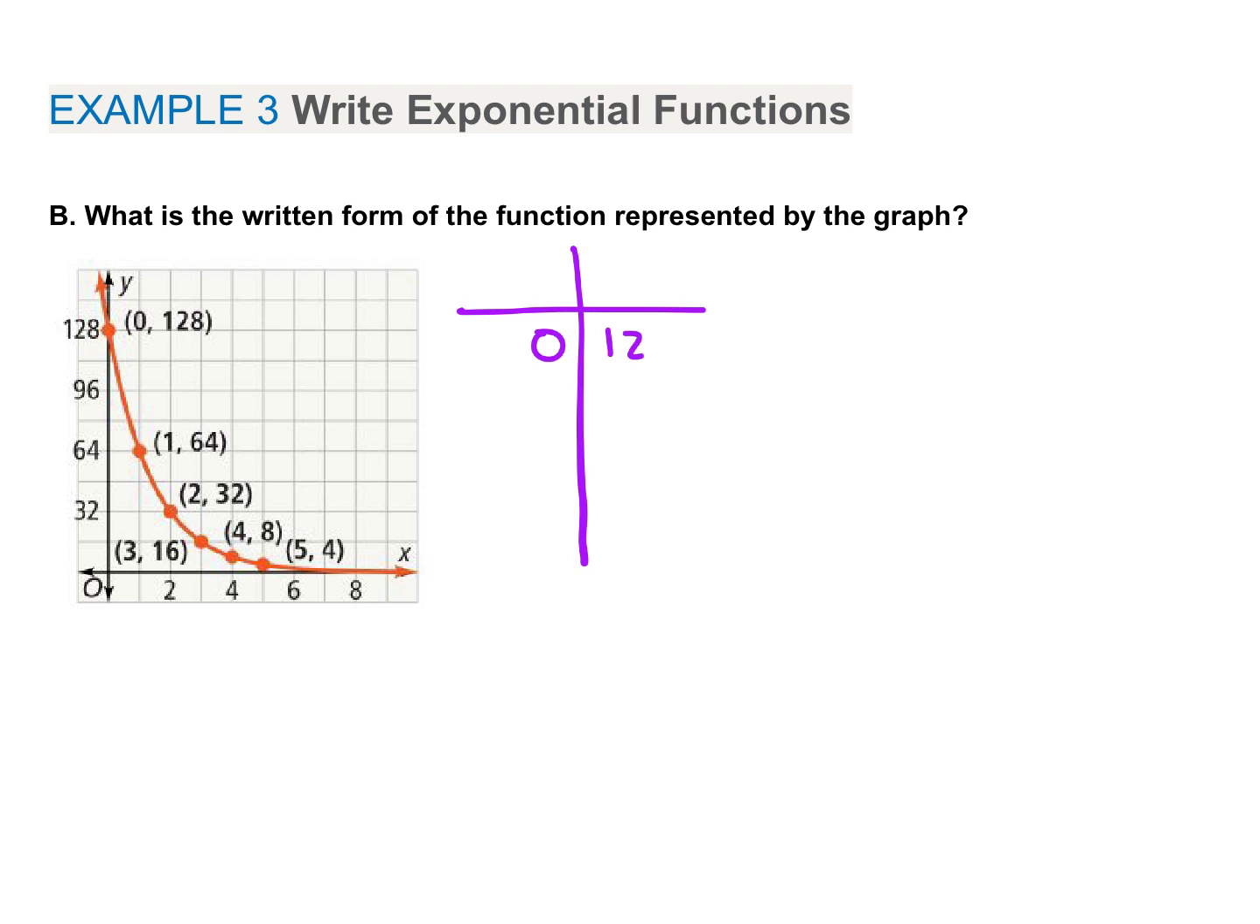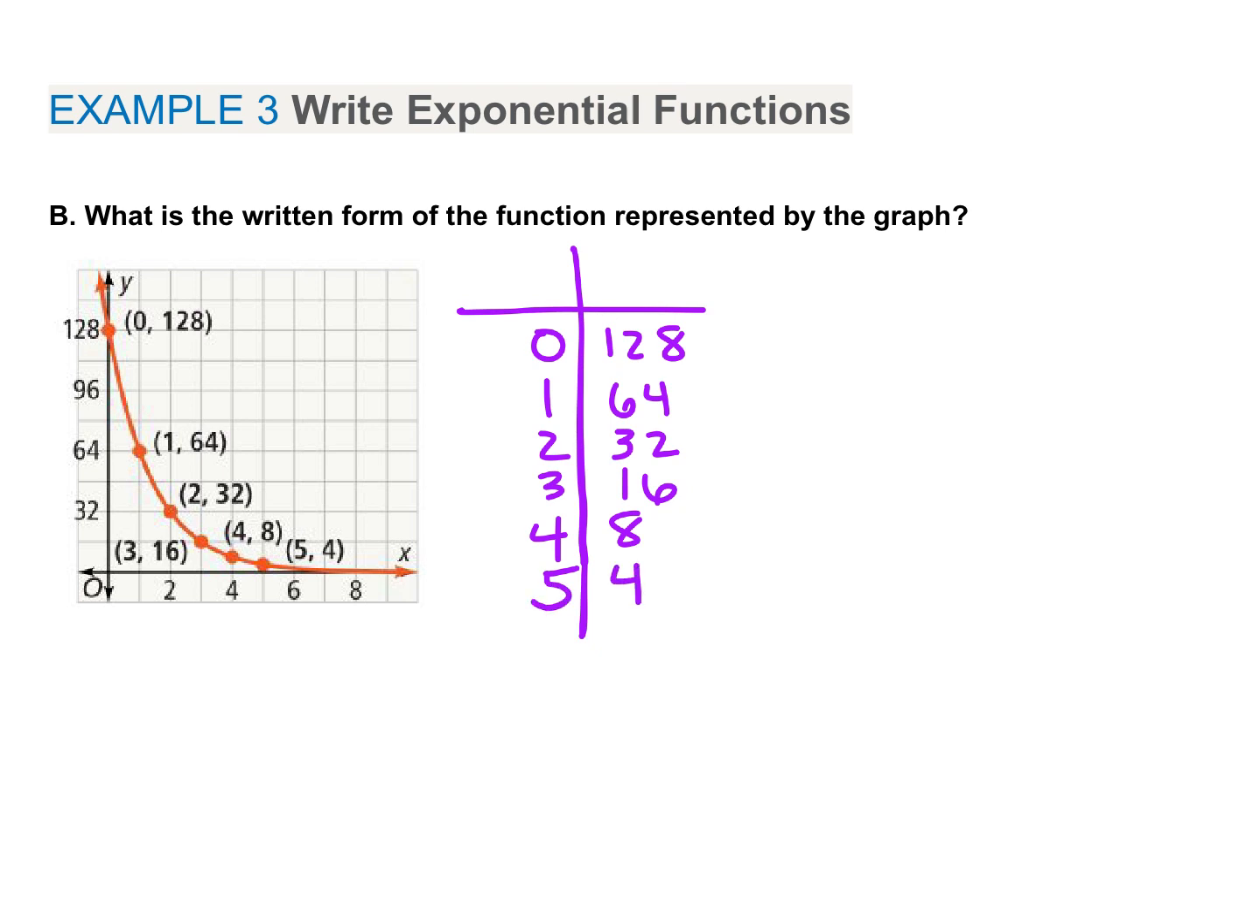So 0, 128, 1, 64, 2, 32, and then it skips. There's no 3. That's a lie. It doesn't skip. I just didn't see it. 3, 16, 4, 8, and then 5, 4.